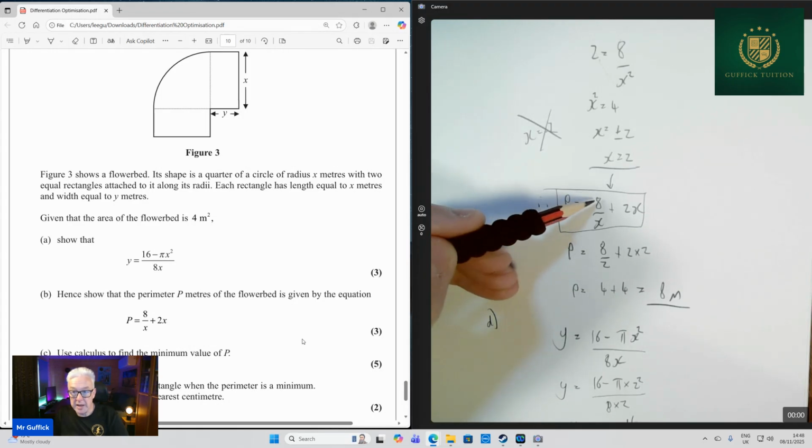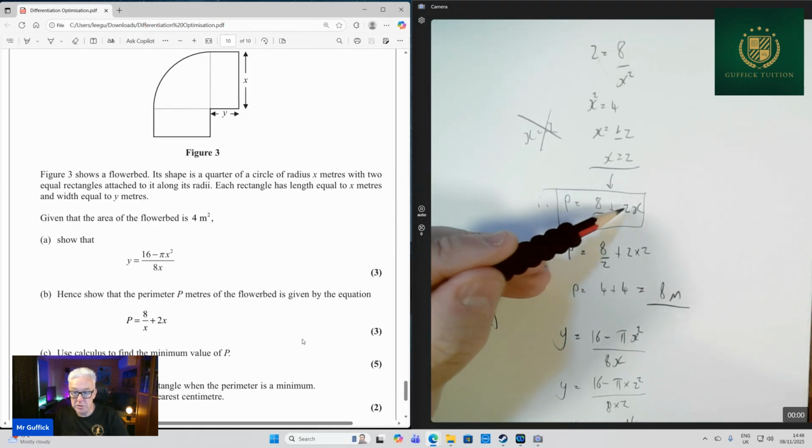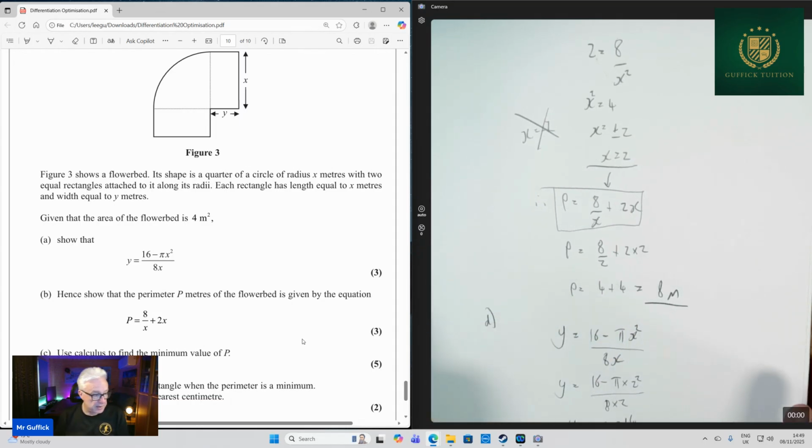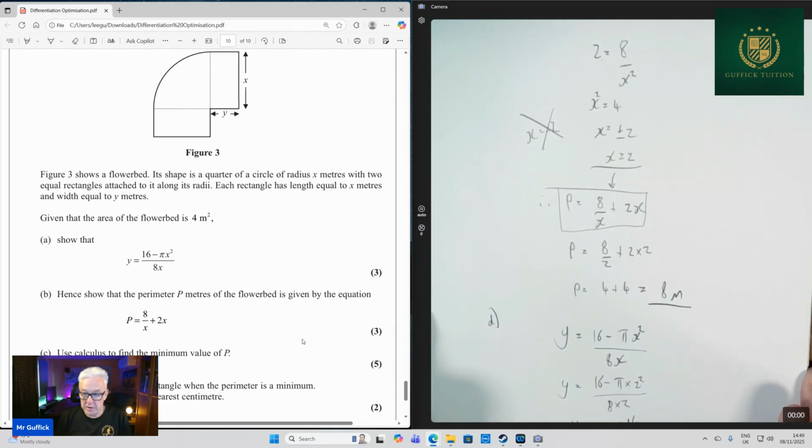Okay, so we get 8 over 2 plus 2 times 2, which gives us the perimeter is 4 add 4, so 8 meters. And I think that's a really nice 5 marks for part C.